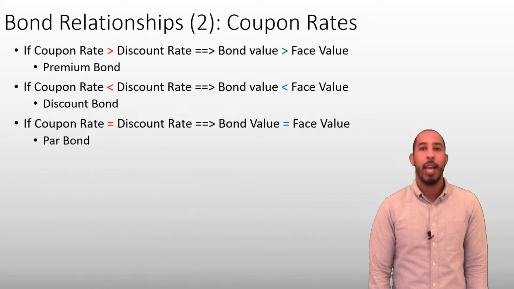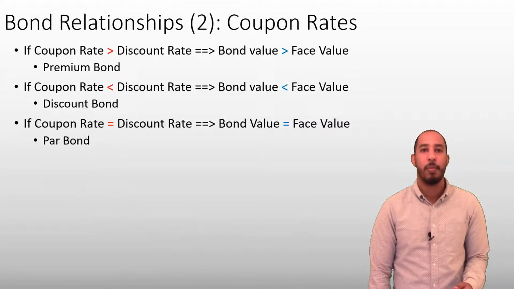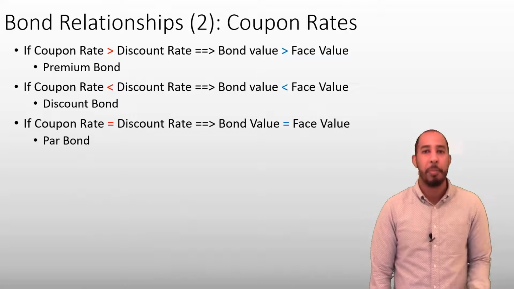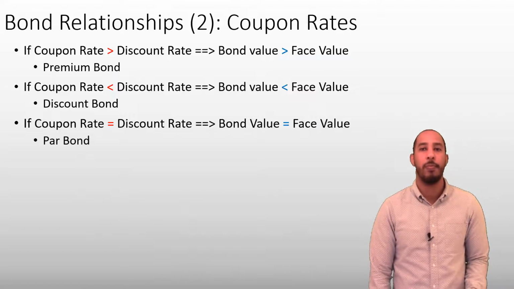Another relationship to look at is the connection between coupon rates and bond values. If the coupon rate is larger than the discount rate, it will result in the bond value being larger than the face value. We call this type of bond a premium bond since it's selling at a premium price relative to the face value. In contrast, if the coupon rate is smaller than the discount rate, the bond's value will be less than the face value.